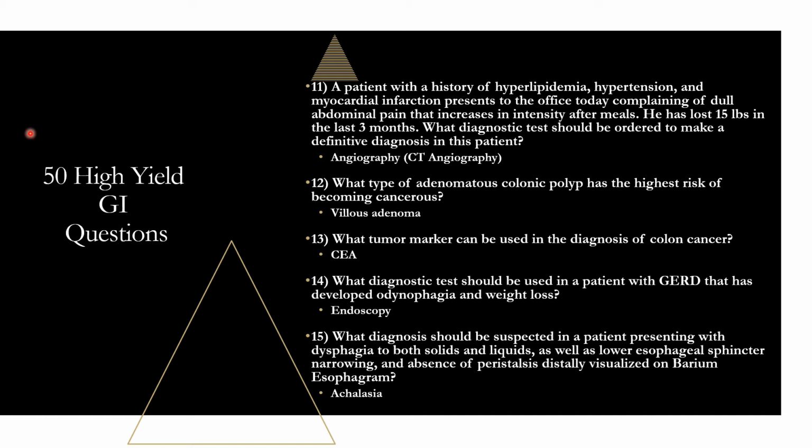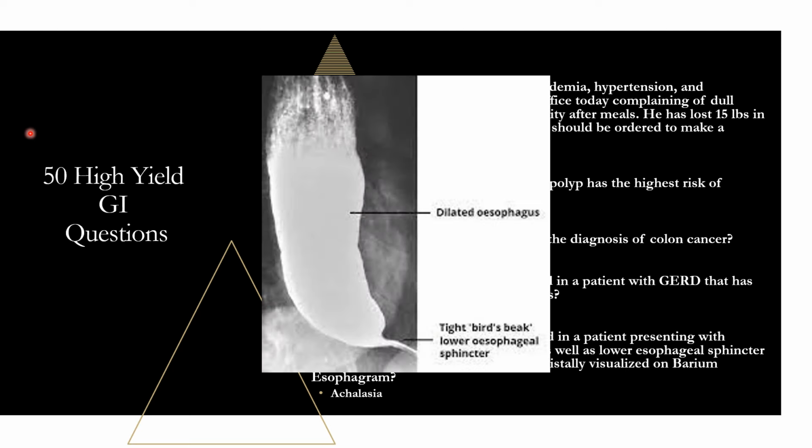Classic presentation is going to be dysphagia to both solids and liquids, which we see in this patient. And then the key findings are on the barium esophagram. The main thing here is that lower esophageal sphincter narrowing, and that's what's known as a bird beak appearance. And we can take a look at that here. So what you have is this narrowing down here at the lower esophageal sphincter, and then just distal to that you have the dilated esophagus.